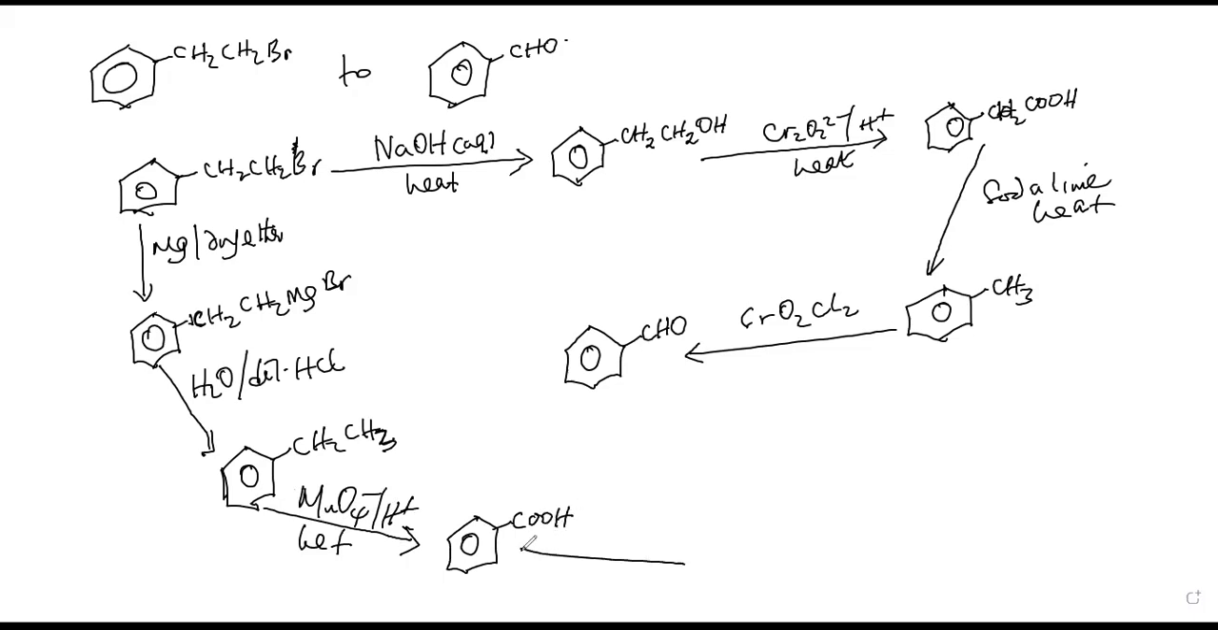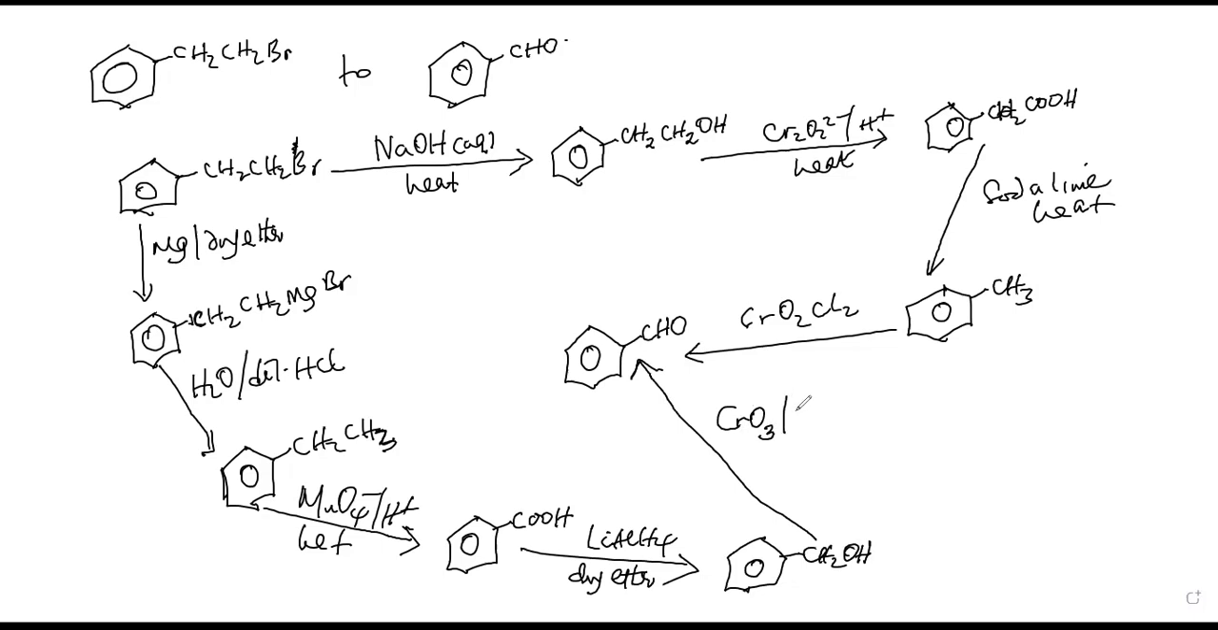Carboxylic acid can be reduced to alcohol by adding lithium aluminium hydride and dry ether. This one will go to CH2OH. Now, after having formed this alcohol, by adding acidified chromium 6 oxide, and then I heat, you form your benzaldehyde. So there are too many mechanisms, or there are too many routes one can use.